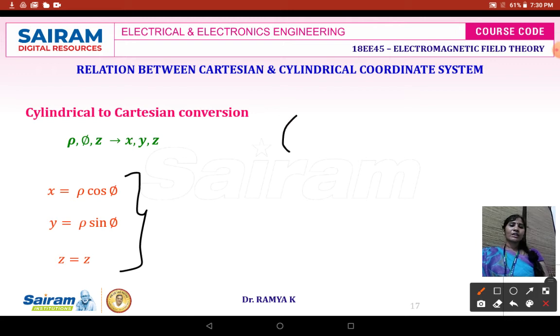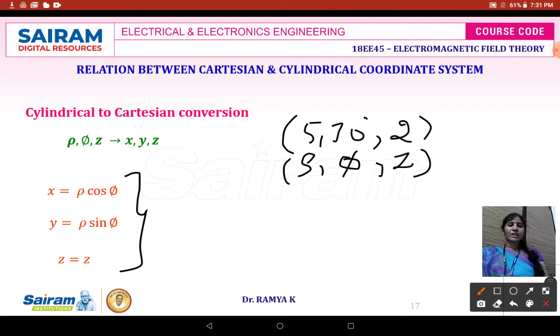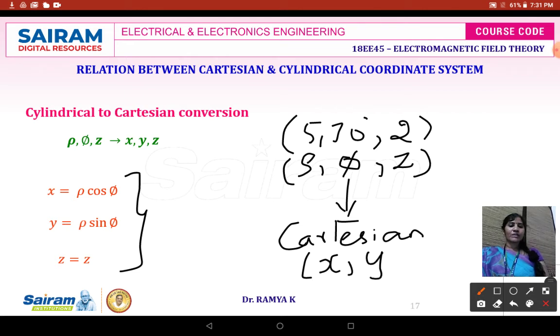For example, if they had given 4, 30 degrees, 2. So this represents your rho axis, this is your phi axis, and this is going to be your z axis. The given coordinates are in the cylindrical coordinate system. Now this should be converted to the Cartesian coordinate system. So in the Cartesian coordinate system, the coordinates are going to be x, y, z. We have to identify what is the value of x, the value of y, and the value of z.